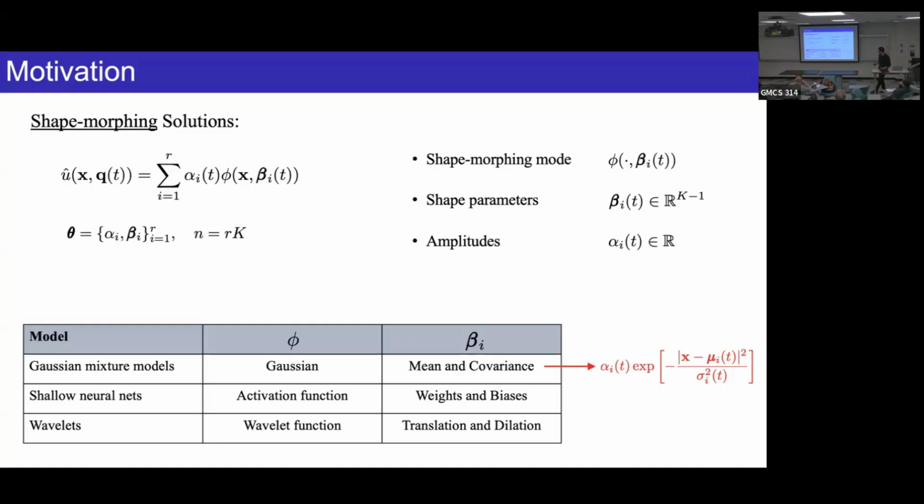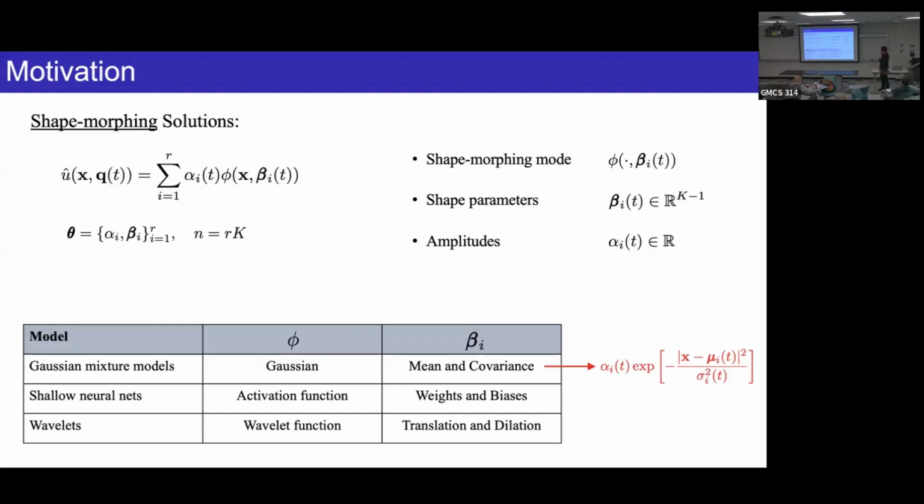Another example of this is shallow neural networks, and as I just mentioned, deep neural networks also. Here, phi in this context, if you're familiar with neural networks, would be the activation function of each node, and the weights and biases of the neural network would be my shape parameters. Again, in neural networks, you train them, and then you find the optimal shape, the weights and biases, and you never change them with time. In this context of shape-morphing solutions, I'm going to allow them to change over time. Another example is wavelets, where the wavelet function is my phi, and the parameters would be translations and dilations.